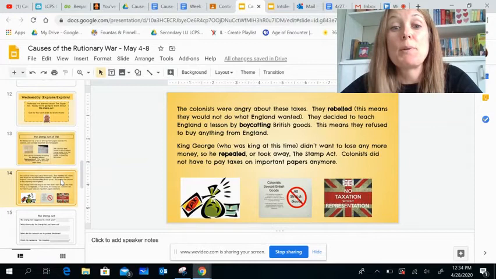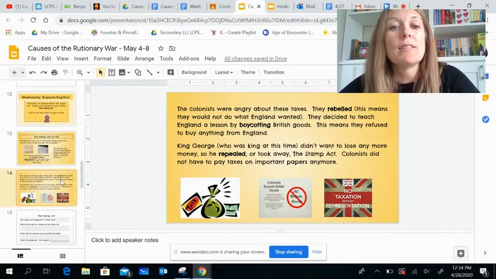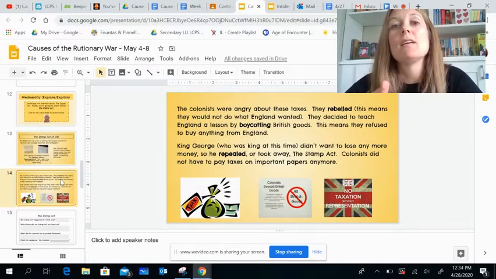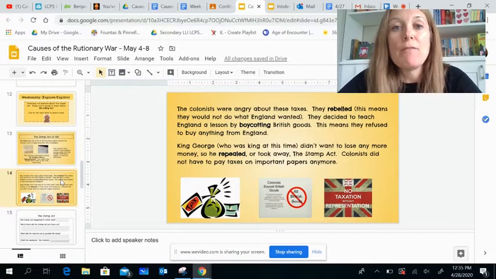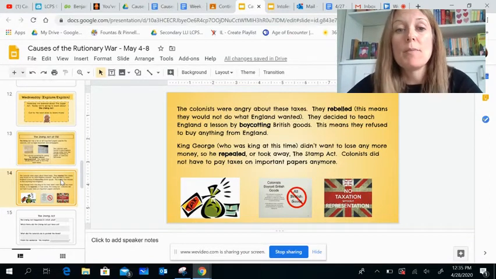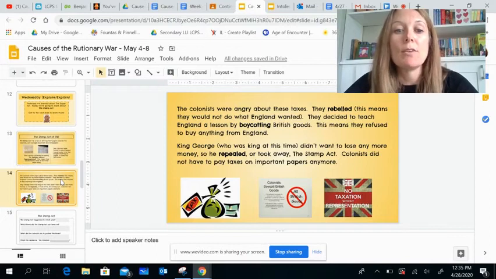Well, the colonists rebelled. So rebel means when you say, "I'm not going to do what you want." So they said they're going to teach England a lesson by not buying anything that England tried to sell them. So England would export into America. America would import things from England like tea and fabric, cloth, things like that. And so the colonists said, "I'm not going to buy anything that England wants to sell me to show them that I'm angry that they keep giving us these taxes." So when you decide you're not going to buy something from somebody, that's called boycott. That was one of your vocabulary words this week, boycott, okay?